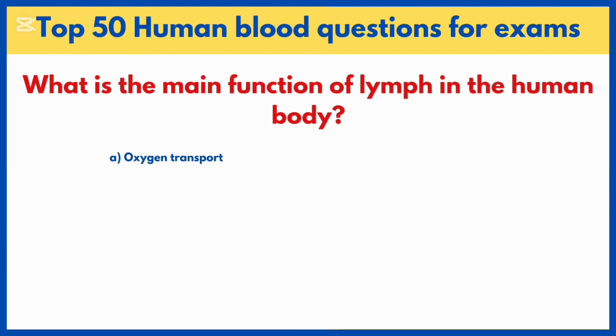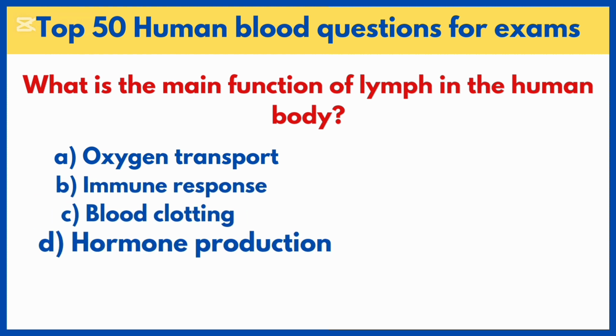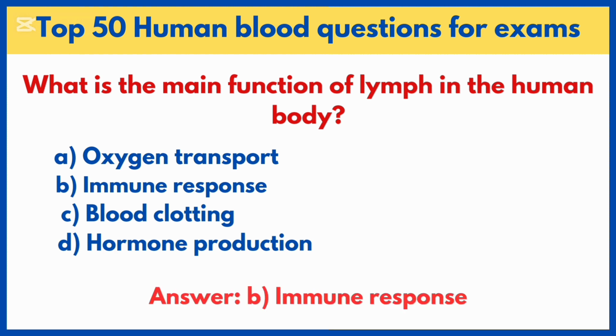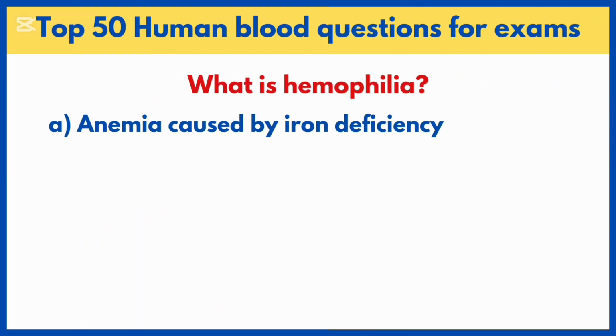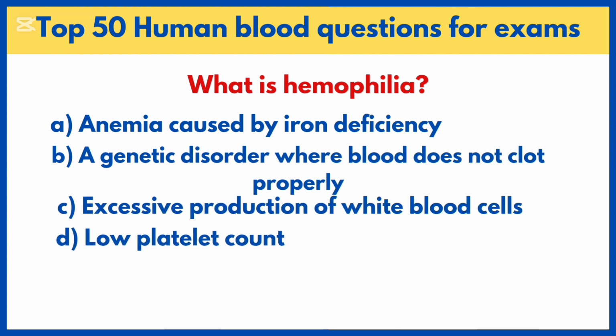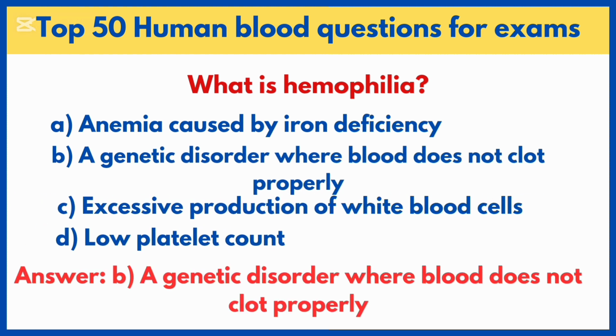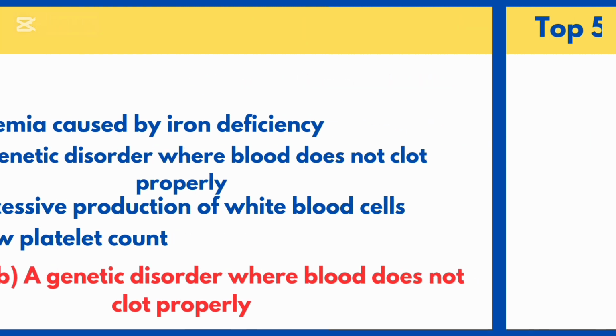What is the main function of lymph in the human body? Correct answer is option B, immune response. What is hemophilia? Correct answer is option B, a genetic disorder where blood does not clot properly.